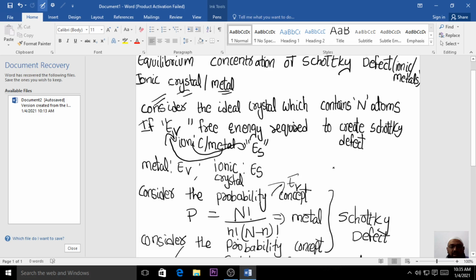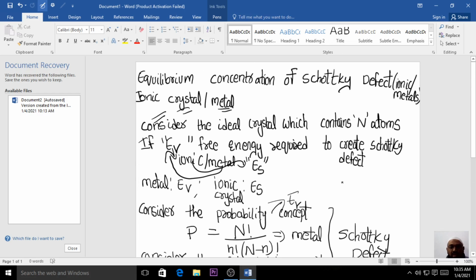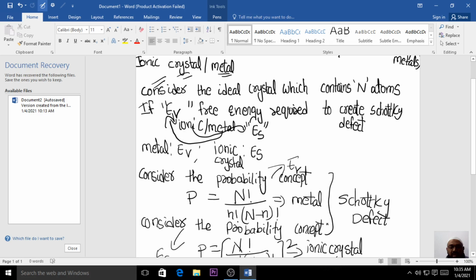Now I think you are having a very clear idea regarding the equilibrium concentration of Schottky defect. If it is ionic, what is the probability concept you have to write mathematically, and what is the probability concept for the metal. So it has been very easy for you to understand. Now we will go for the next part.